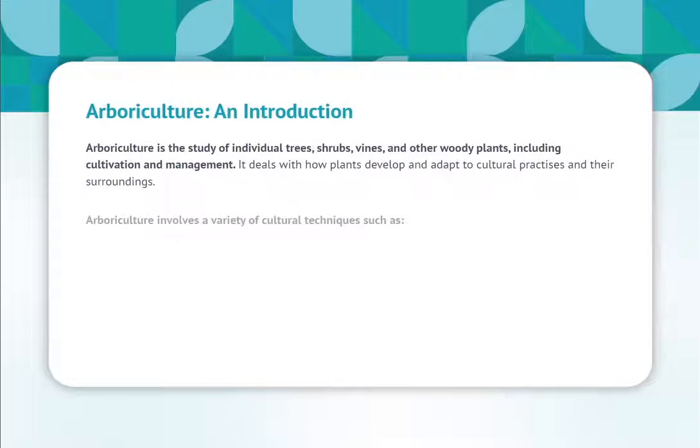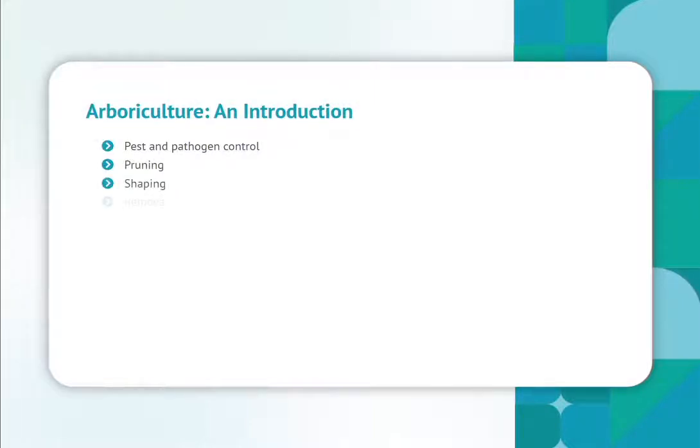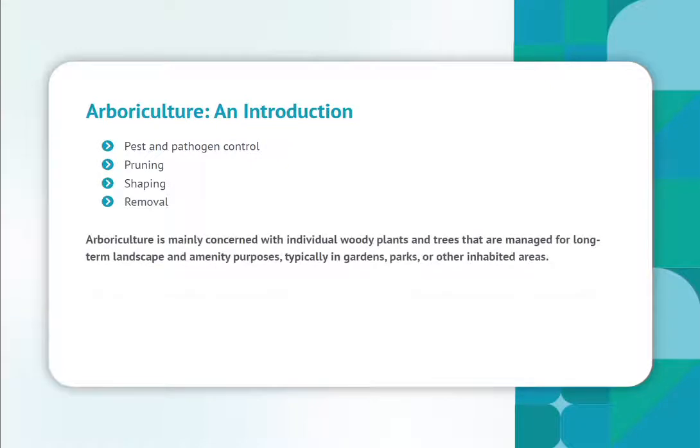Arboriculture, an introduction. Arboriculture is the study of individual trees, shrubs, vines, and other woody plants, including cultivation and management. It deals with how plants develop and adapt to cultural practices in their surroundings. Arboriculture involves a variety of cultural techniques such as collection, planting, preparation, fertilization, pest and pathogen control, pruning, shaping, removal.